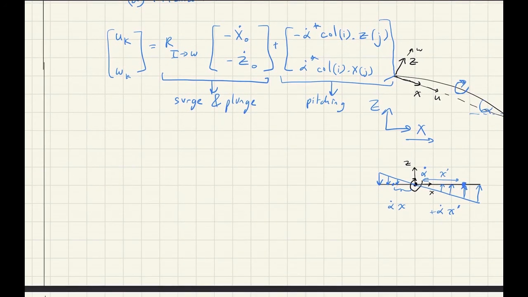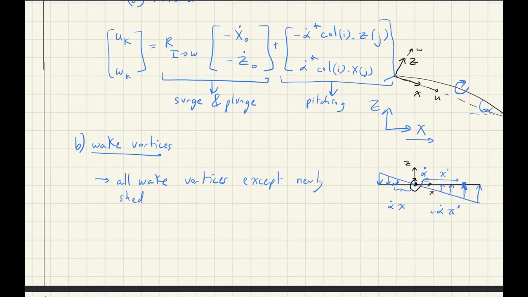The second component is due to the wake, or the wake vortices. Now, all wake vortices except the newly shed vortex, because remember, that's one of the items we're solving for because we don't know its strength yet, so we don't include it in the right-hand side term.